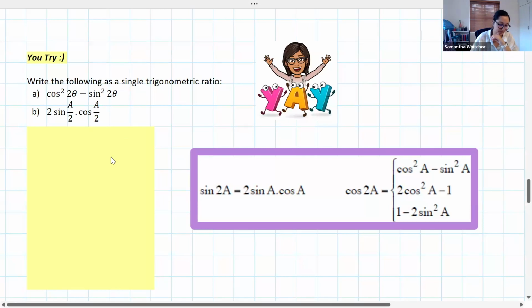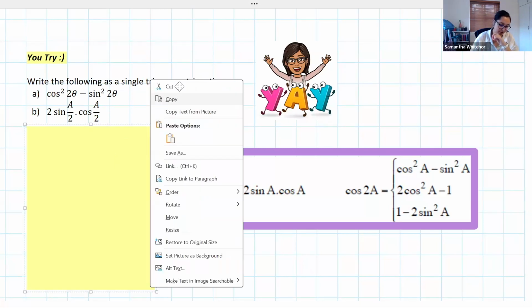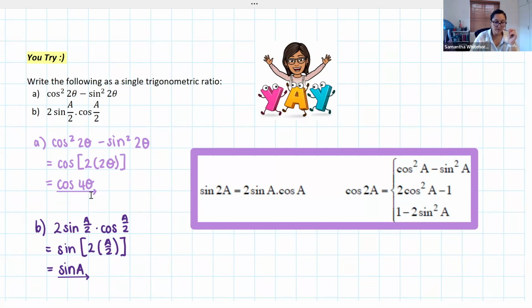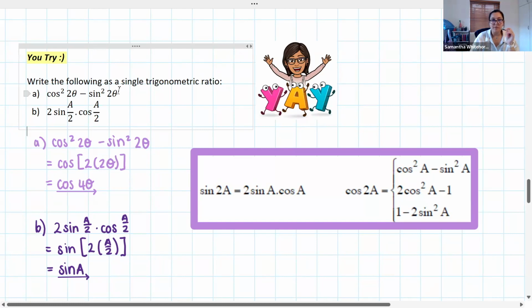Alrighty. Okay, so these two weren't too tricky. The first one, there wasn't anything wrong with the order. It was absolutely fine. Because it was the cos squared minus the sine squared, cos double angle. The original angle was 2 theta, which means going back to the single double angle, cos 4 theta. For the second one, not tricky, but you needed to bear in mind that the angle you were working with is A over 2, double that is just A. So the sine double angle there would just be sine A.